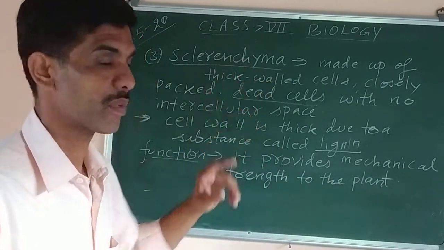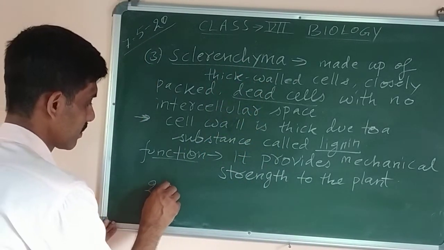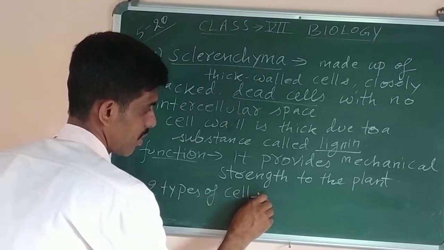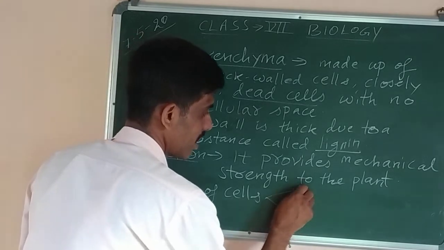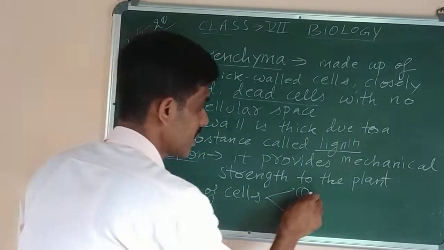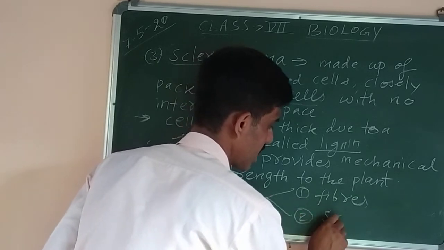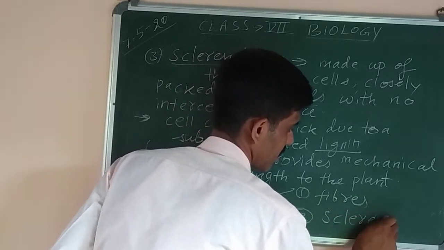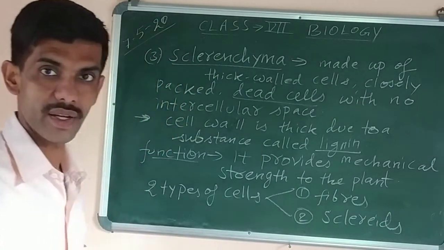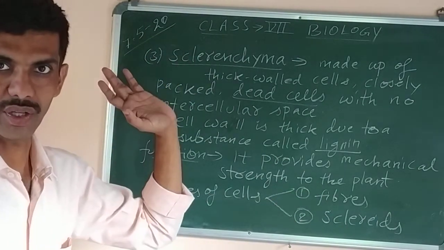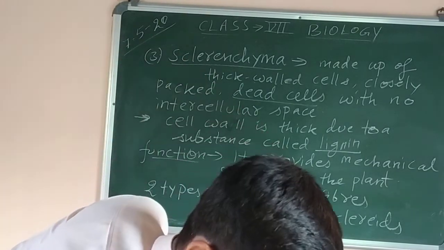Sclerenchyma tissue is made up of two types of cells. What are they? Number one, it is known as fibers, and the second one is called sclerites. Fibers and sclerites. These two are the cells of sclerenchyma tissue.